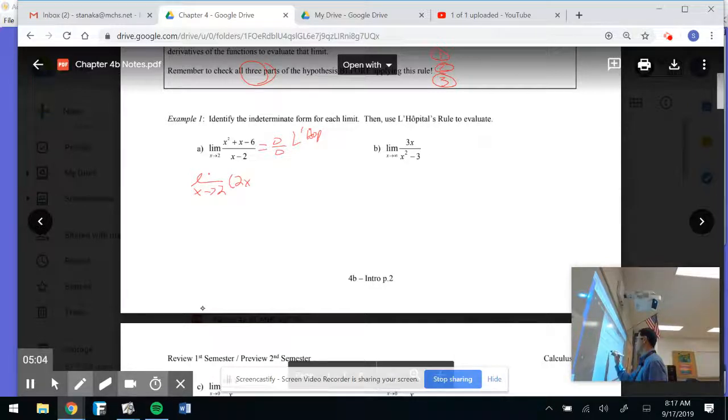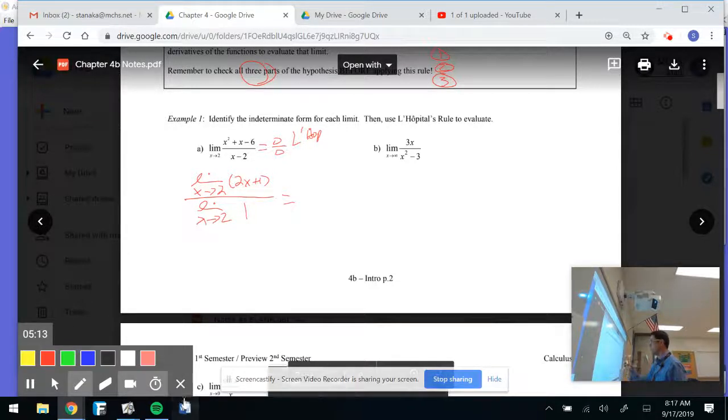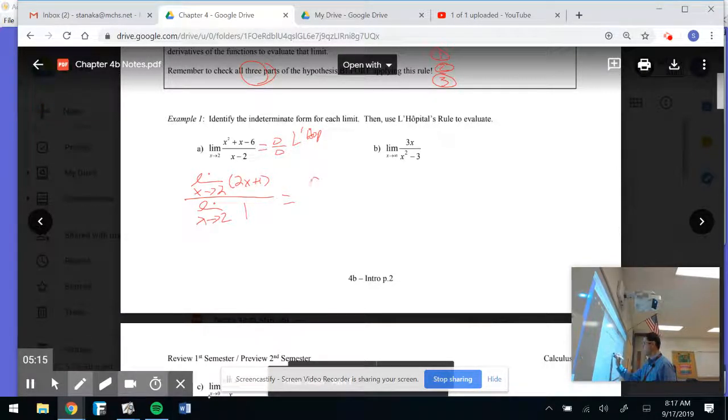The derivative of the top will give me 2x plus 1. The derivative of the bottom, and I'm going to split it up like this. You have to do this year. We didn't have to do it last year, okay? And then we take the limits of both of those, and what do we get? We get 5 over 1, which is 5. That's the answer I got from the above one, right?